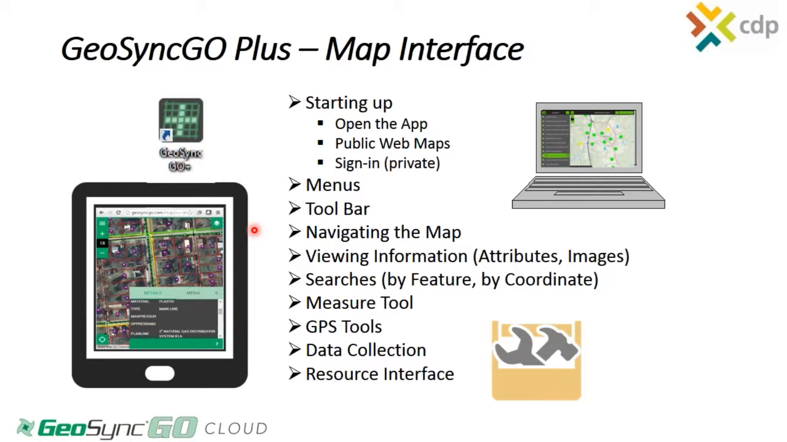We'll also look at doing searches, searching by feature attributes or by coordinates. We'll also look at the measure tool. That's actually been there for a while, but we'll go over that again. And we'll look at the GPS tools. There are some new updates and changes in the GPS tool functionality. We'll also look at data collection. There are a few updates on that as well. And then, as I mentioned earlier, an overview of the resource interface that we've added.